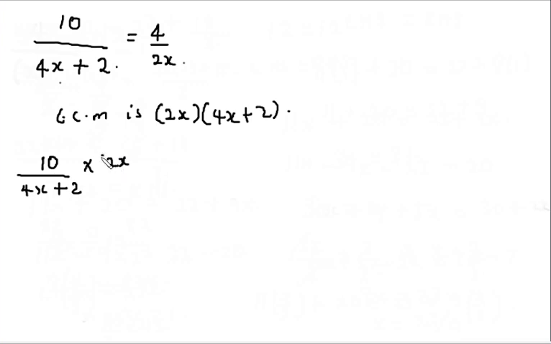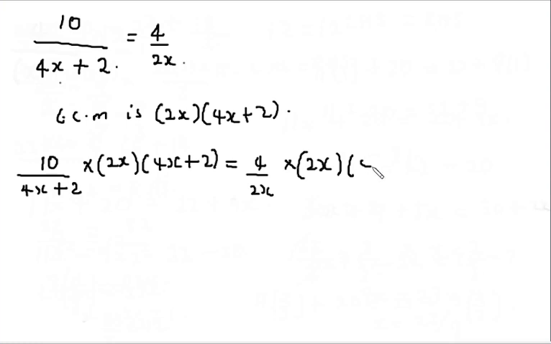2x times 4x plus 2, which is equal to 4 over 2x, okay, times 2x times 4x plus 2. Okay, so the next thing is to cancel out. So we know that 4x plus 2 can cancel out 4x plus 2. And we know that 2x can cancel out 2x.